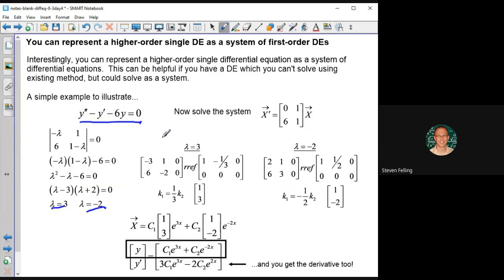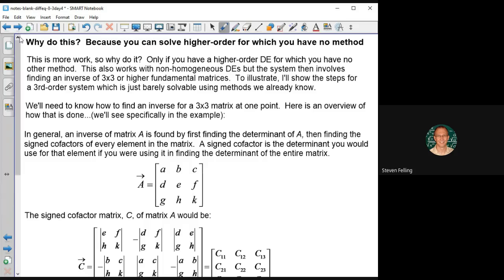Right, so that's a second way to do a single differential equation that's at least of order 2, and this works for any higher order derivative. So why would you do this, right? This is more work. In this case, our existing methods are better. But you would do this when you have a higher order differential equation where you don't have other methods that work. It also works with non-homogeneous differential equations, but then you still have to go through that process where you do the variation of parameters with the fundamental matrix. So you're still going to have to take an inverse matrix, but that's solvable too.